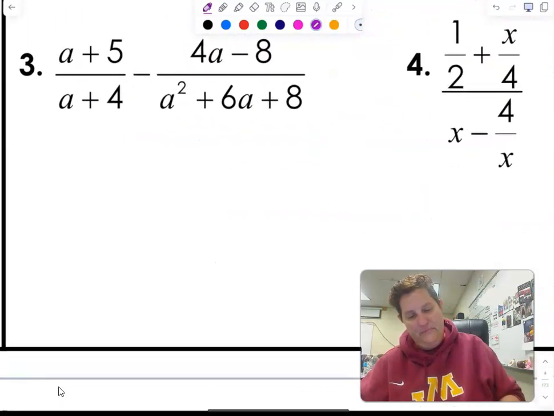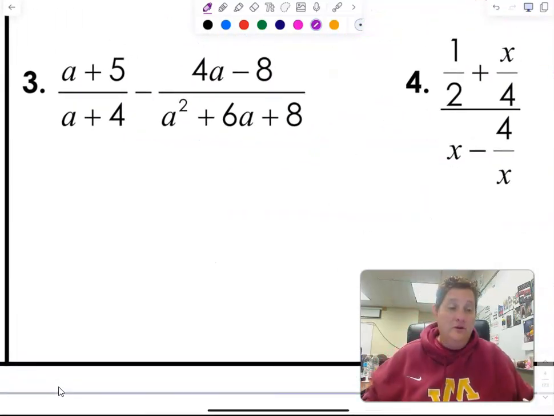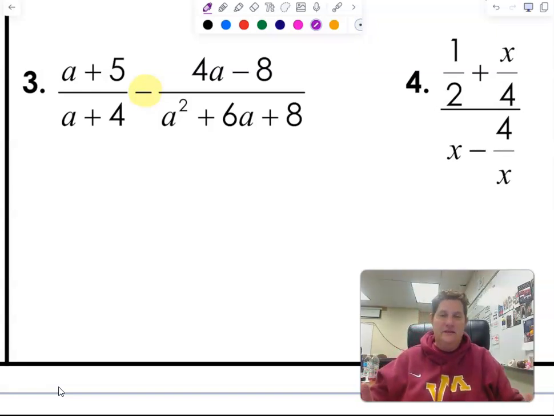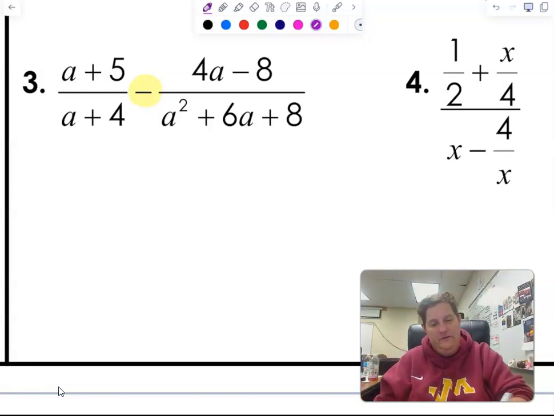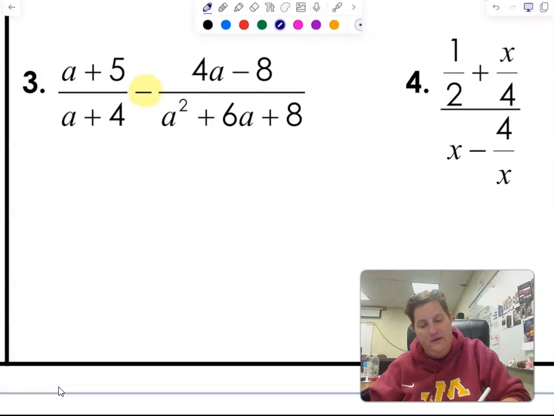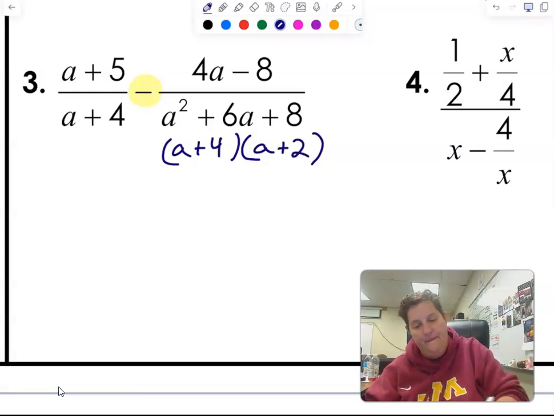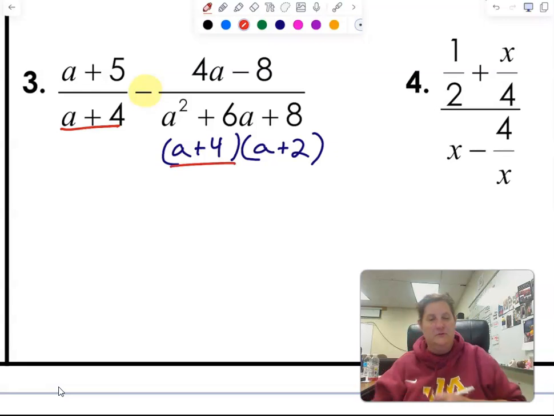Okay. Nice. Now, when you're combining like terms, when you're dealing with fractions, add or subtract. Alright? This is like the hardest kind that we have been learning recently. Okay, I'm going to go ahead and factor this first. Now, multiplies to make 8 and adds to make 6 is plus 4 plus 2. Now look, this one has an a plus 4, this one has an a plus 4.